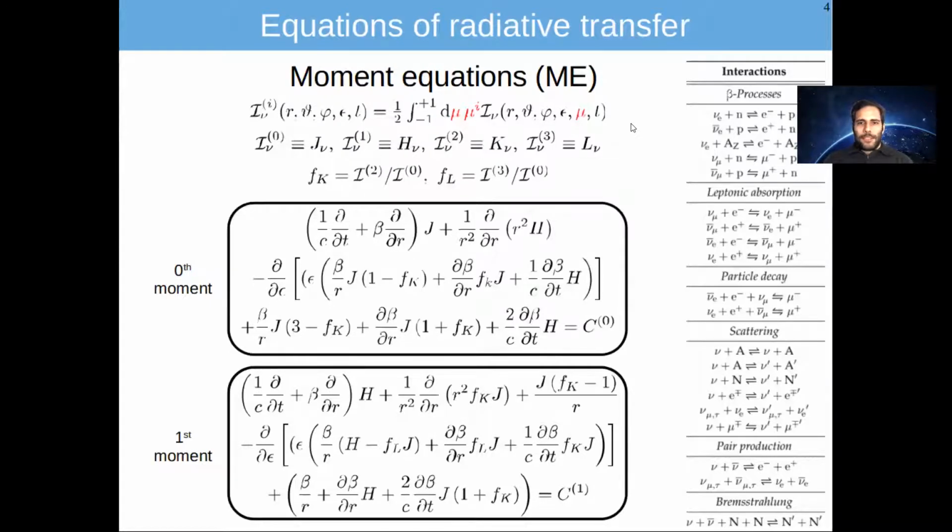The evolution equations of the angular moments are called the moment equations. Here, the zeroth moment can be identified to be the neutrino energy density J. The first moment is the neutrino energy flux density H, and the second moment is the neutrino pressure density K.